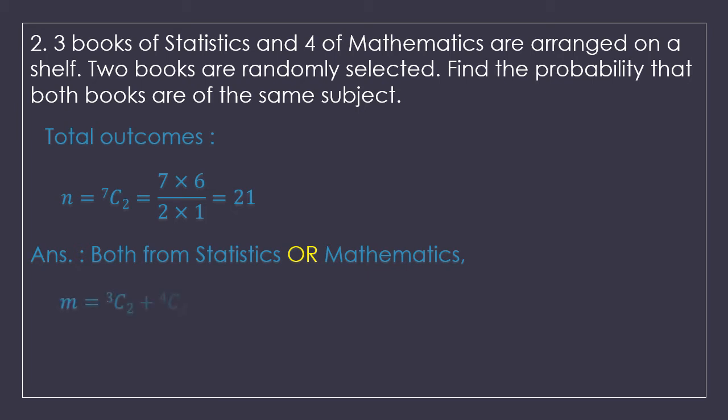So the favorable outcomes will be 3C2 plus 4C2. Now 3C2 is 3 into 2 divided by 2, that is 3. 4C2 is 4 into 3 divided by 2, that is 4 3s are 12 divided by 2, 6, and 3 plus 6 is 9. So the favorable outcomes here are 9 and total outcomes are 21. So the probability will be 9 upon 21, dividing both of them by 3 will get us 3 upon 7. So the probability that both the books are of the same subject is 3 upon 7.